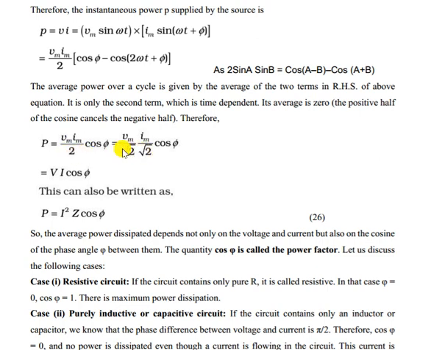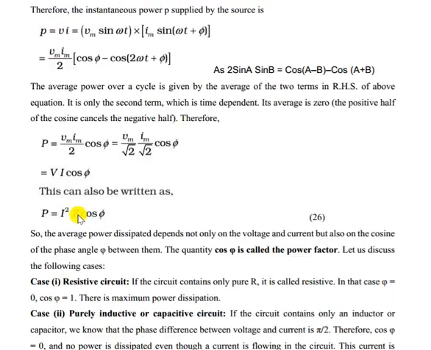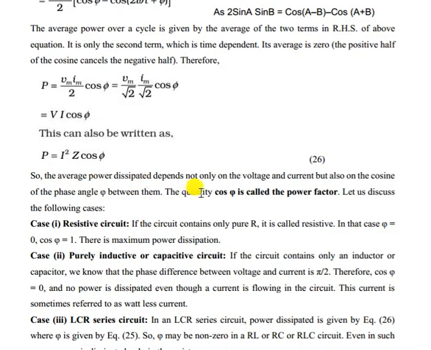Now these two we can divide by root 2 and root 2. Root 2 whole square is nothing but 2. So Vm by root 2 is nothing but V RMS, and similarly I RMS. So P equal to VI cos phi. Or we can write I square Z cos phi, because I equal to V by Z, or V equal to IZ. So the average power dissipated depends not only on the voltage and current but also on the cosine of the phase angle between them.